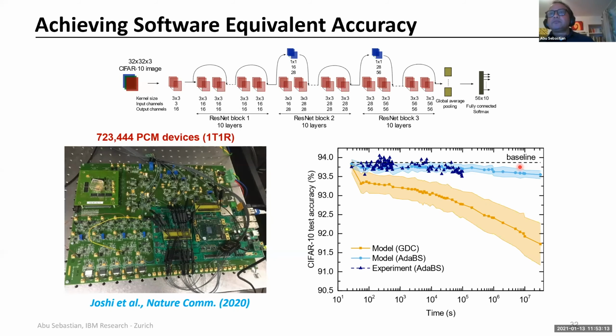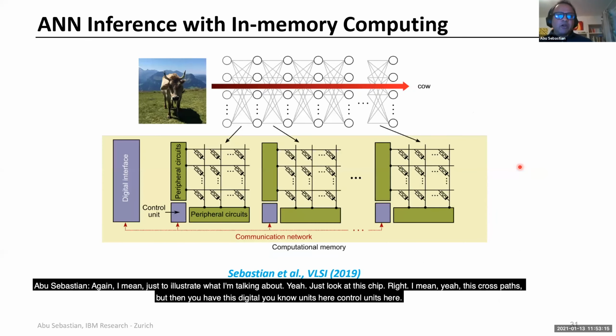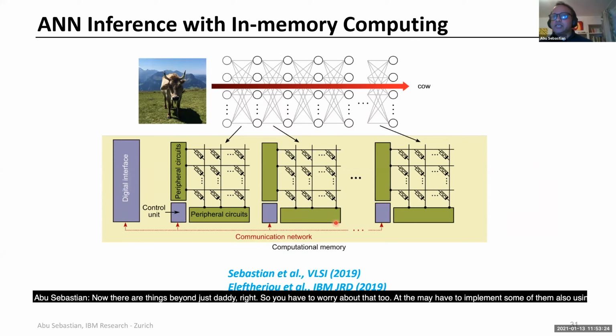Again, just to illustrate what I'm talking about here, you just look at this chip. You have these crossbars, but then you have these digital units here, control units here. There are things beyond just the array. So we have to worry about that too, and we may have to implement some of them also using light.